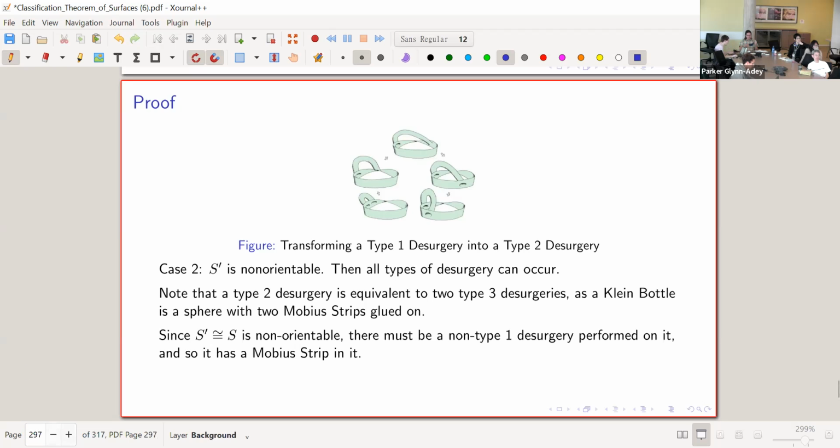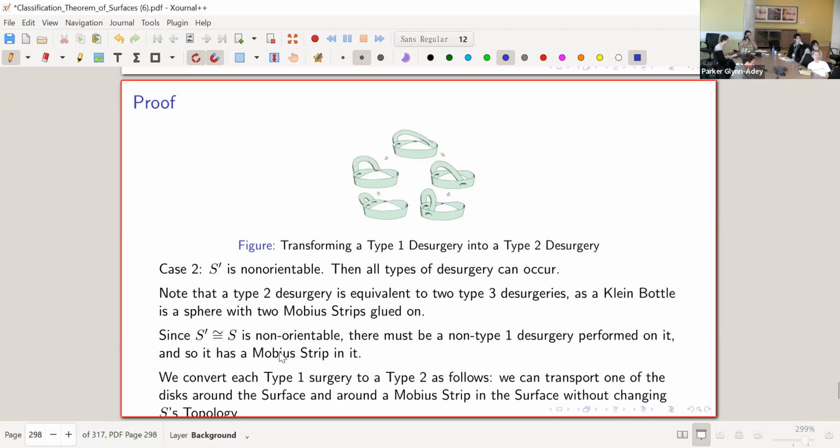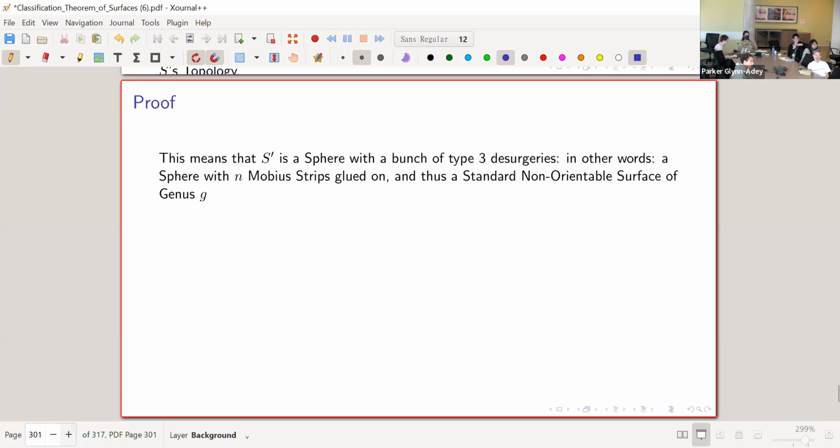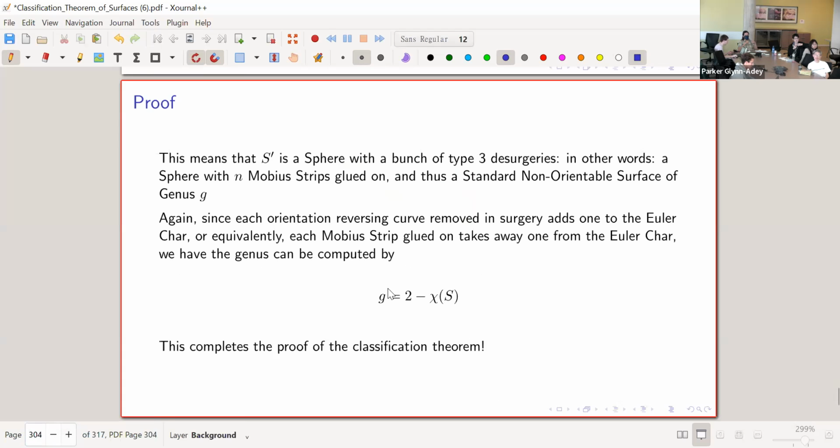So now we have type 2 and type 3 D surgeries, but note a type 2 D surgery is just sewing on a Klein bottle. And as we discussed before, a Klein bottle is just a sphere with 2 projective planes on it. And again, as we discussed, you can also compute that the amount of Mobius strips on this surface is related to the Euler characteristic in this way. Thus, either we have a surface that is n handles glued on, or a surface that is n Mobius strips glued on, right?